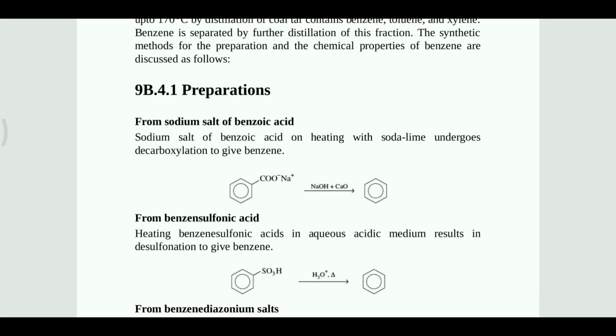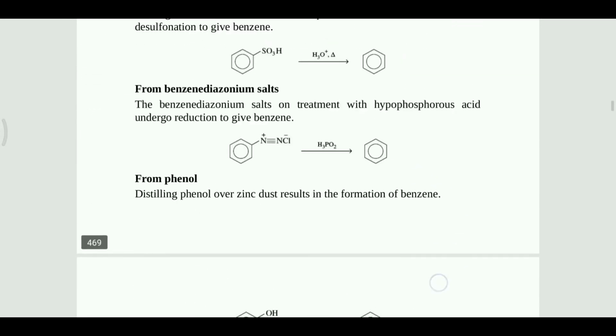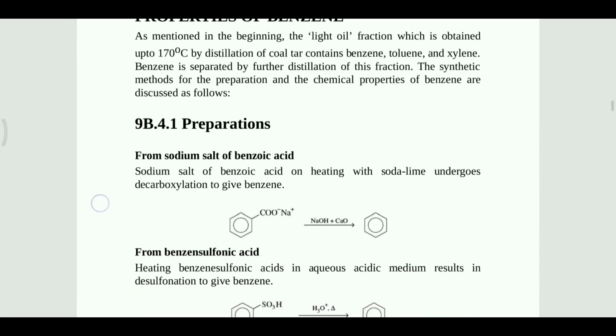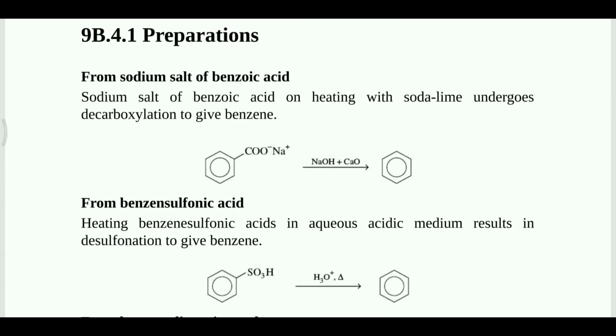Now come to the preparations of benzene. There are five reactions in the preparations of benzene. Come to the first one. From the sodium salt of benzoic acid, we directly get the benzene compound. Why? On heating with soda lime. We all know what soda lime contains: it contains NaOH plus calcium oxide. So the sodium salt of benzoic acid directly goes to benzene whenever we heat it with soda lime.